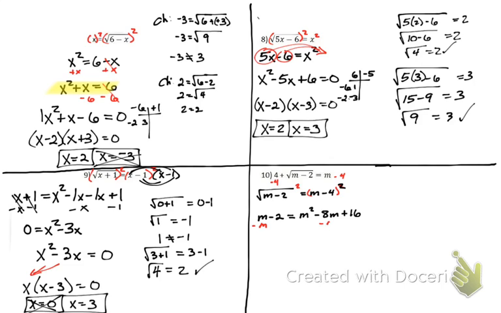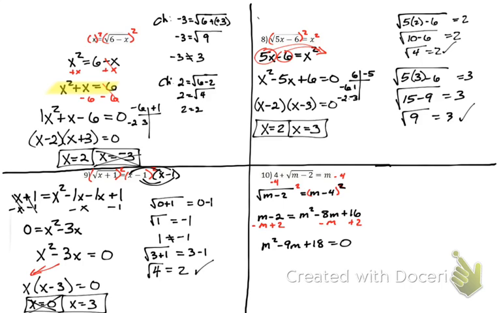I'm going to subtract m on both sides. I'm also going to add 2 on both sides. And I'm going to flip my 0 around. So I have m squared minus 9m plus 18 equals 0.